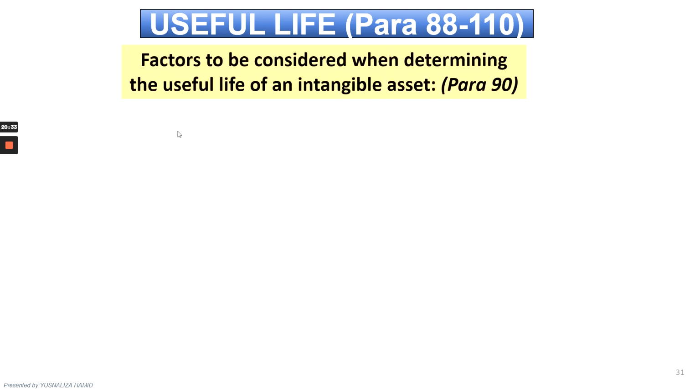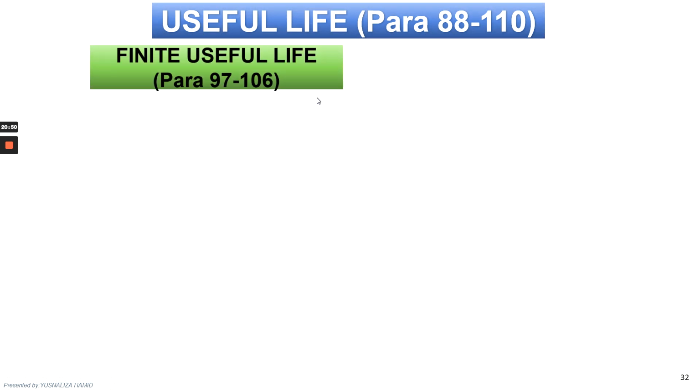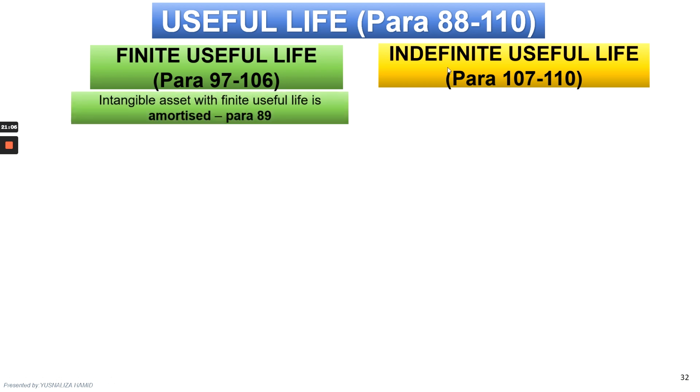The next one is on the factors to be considered on the useful life. These are some of the factors to be considered when determining useful life of an intangible asset. There are altogether 8 factors. You can check that later, paragraph 90. Useful life of intangible asset is divided into 2. Finite useful life, under paragraph 97 to 106, and indefinite useful life. Finite useful life means there is a limit to the foreseeable period, whereas for indefinite useful life, the period is indefinite.